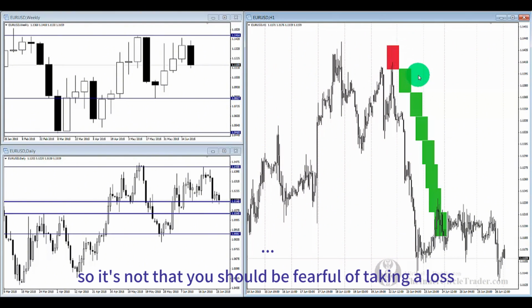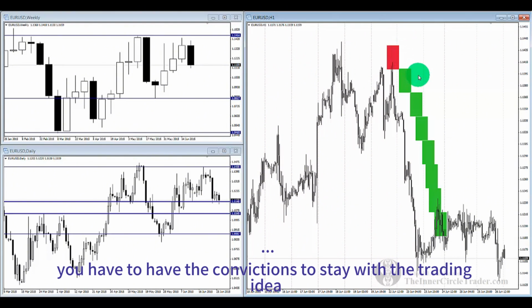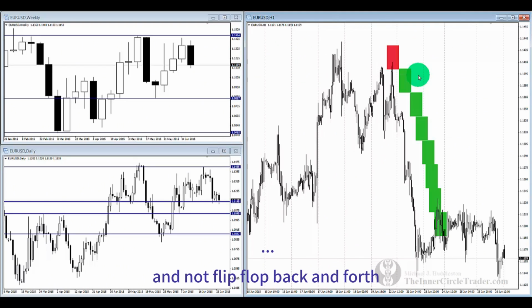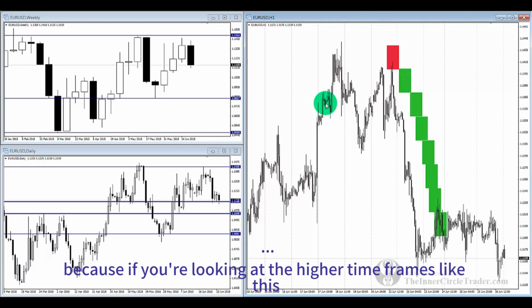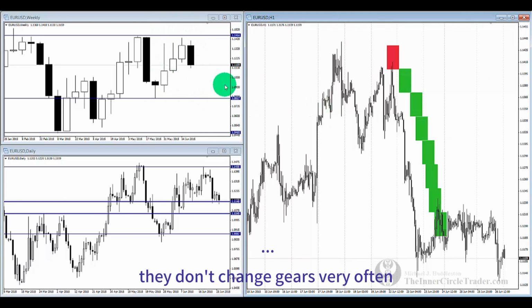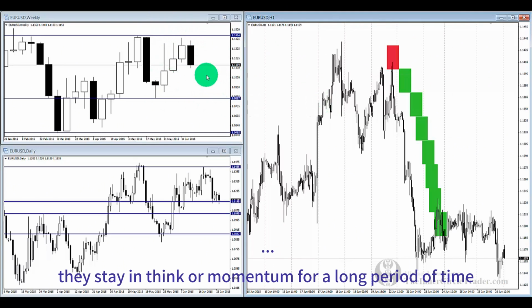So it's not that you should be fearful of taking a loss. You just have to have the convictions to stay with the trading idea and not flip-flop back and forth. Well, if I get stopped out here, I'm going to be a buyer then. I was wrong. Don't think like that, because if you're looking at the higher time frames like this, they don't change gears very often. They stay in sync or momentum for a long period of time.